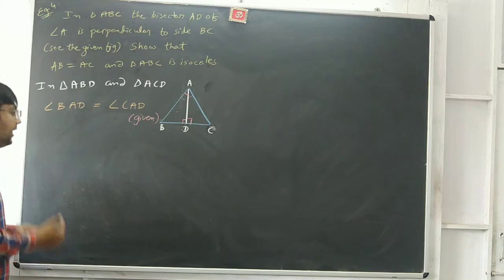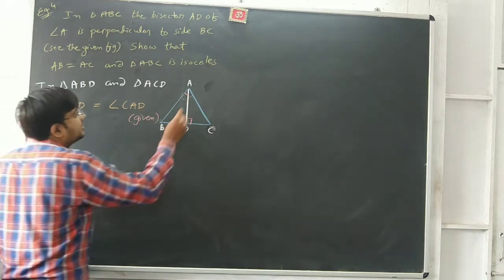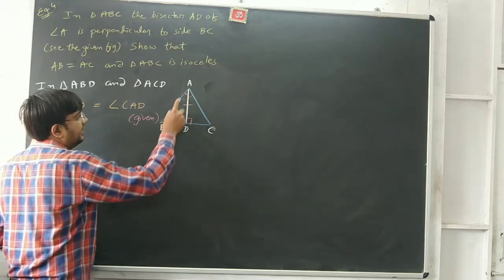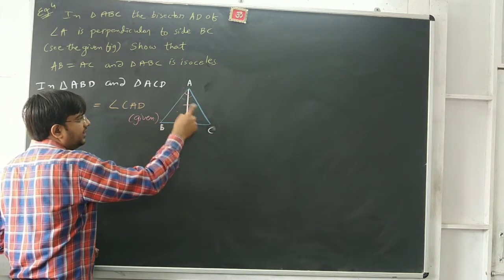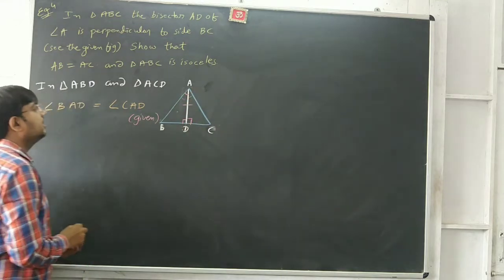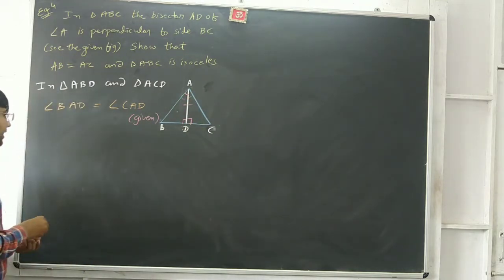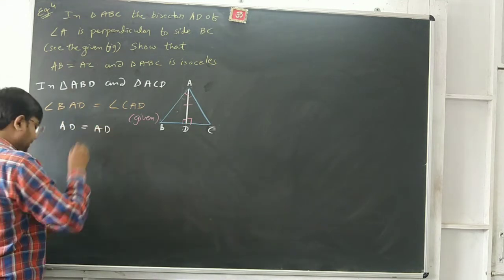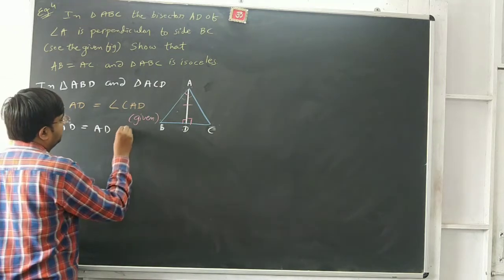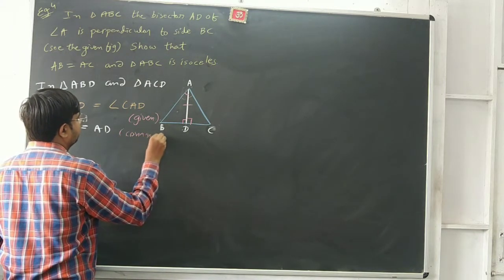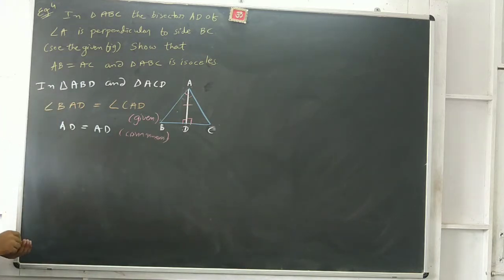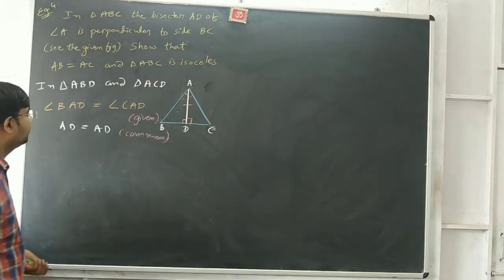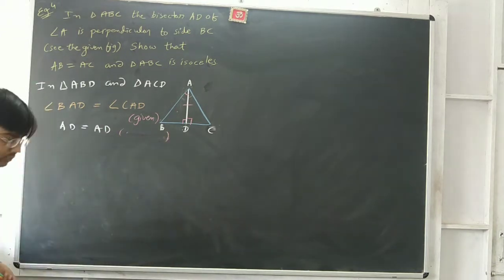Okay. Now the second thing. What is the second thing? Both triangles have the common side AD. In triangle ABD the common side is AD and in triangle ACD the common side is AD. So I can write AD is equal to AD because this is the common side.